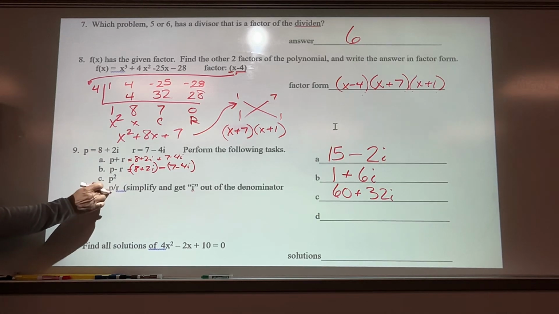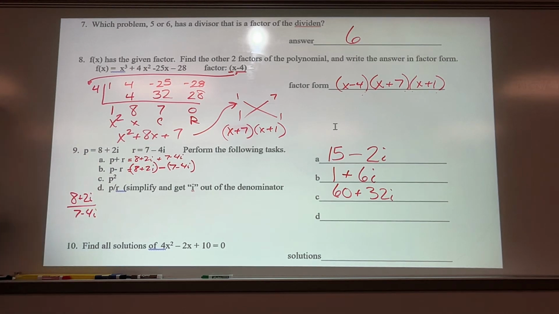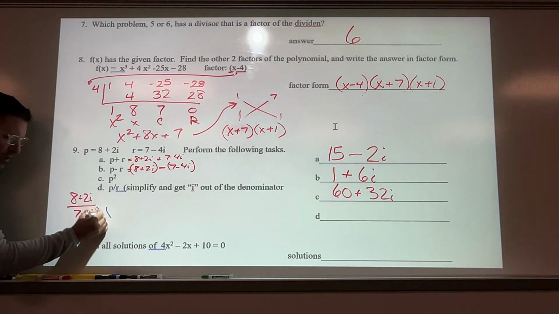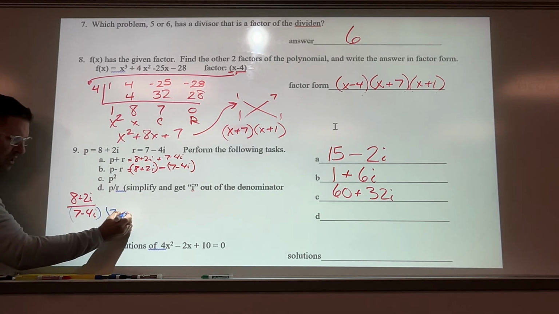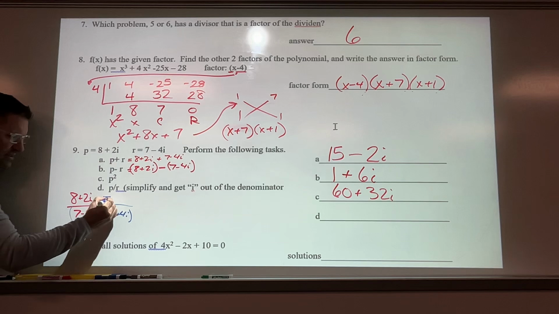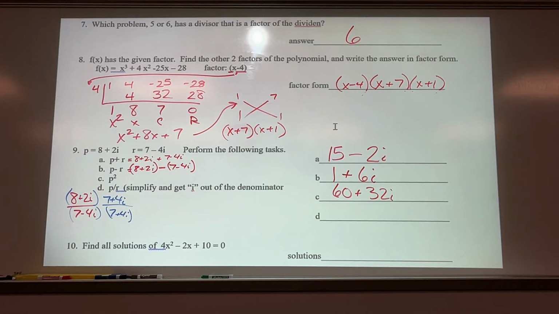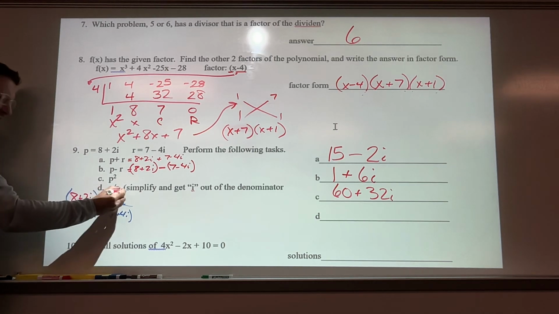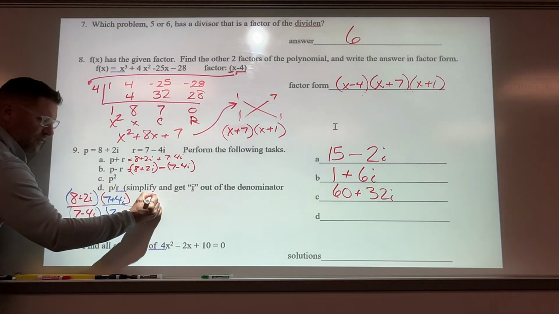So the division is just the p value divided by the r value, which is 8 plus 2i all over 7 minus 4i. The rule on this one was to multiply by the conjugate of the denominator. The conjugate of the denominator is 7 plus 4i, and on the top it's 7 plus 4i too. The calculator would have done this out, but I have to FOIL on the top and on the bottom. So I got 8 times 7 is 56.